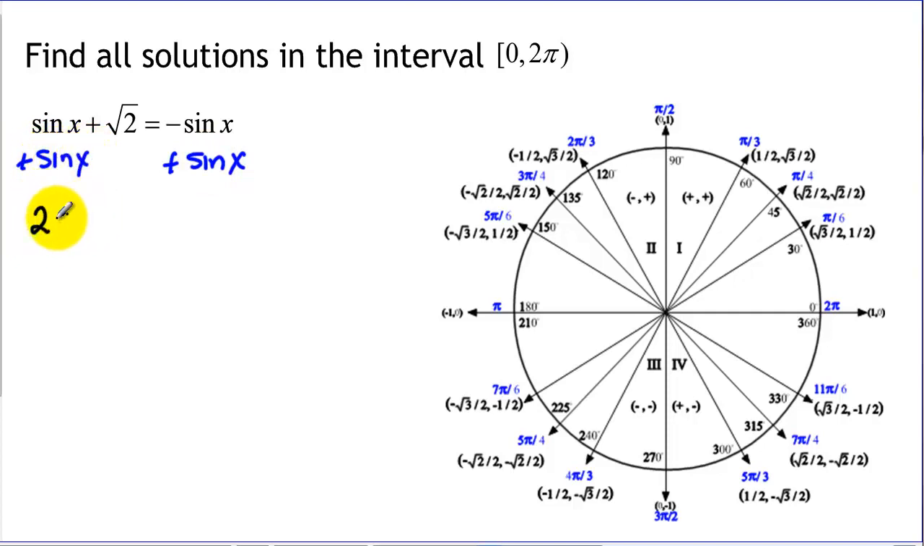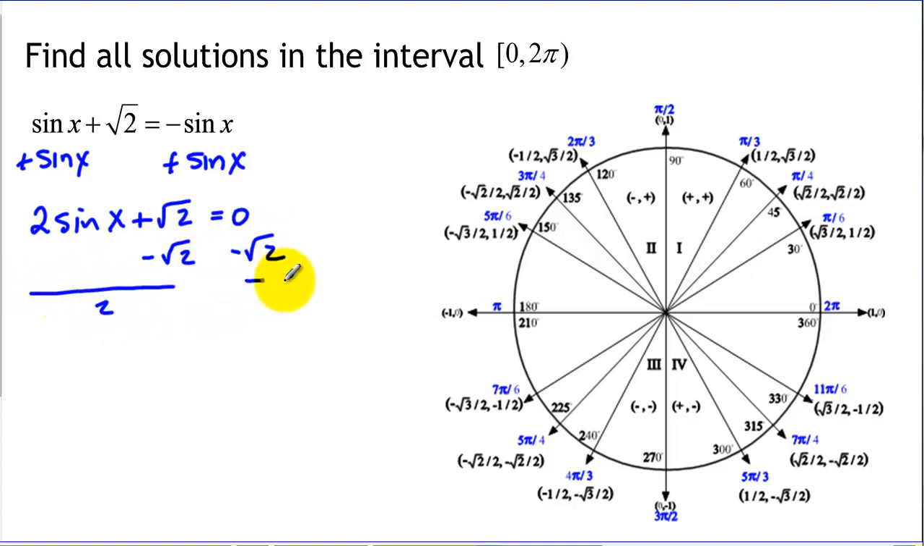So we get 2 sine of x plus square root of 2 equals 0. And now we want to get the sine of x by itself, so I have to subtract the square root of 2. And then I'm going to divide by 2. So we've got sine of x equals negative square root of 2 over 2.